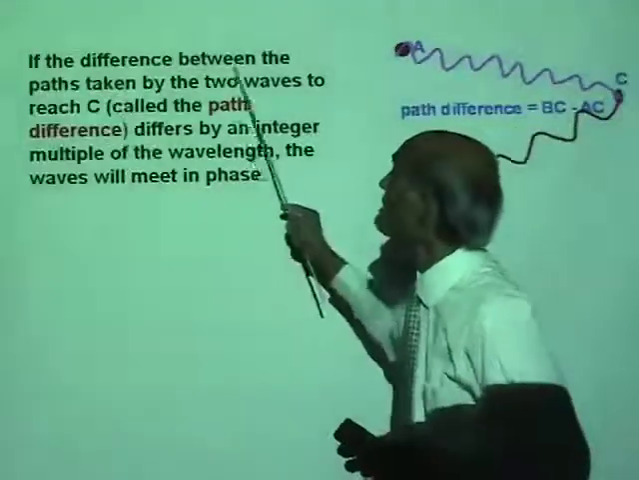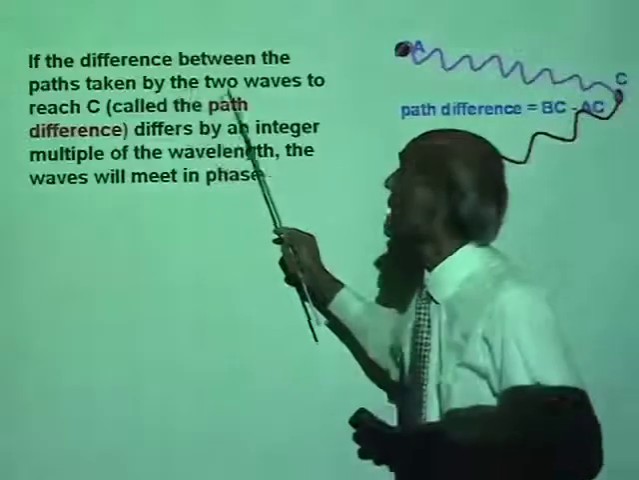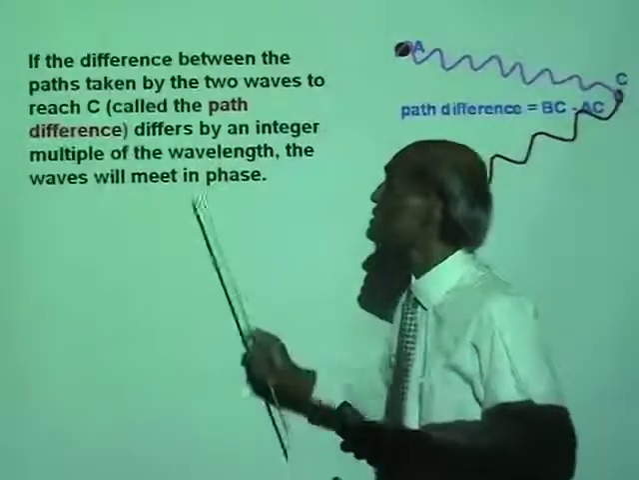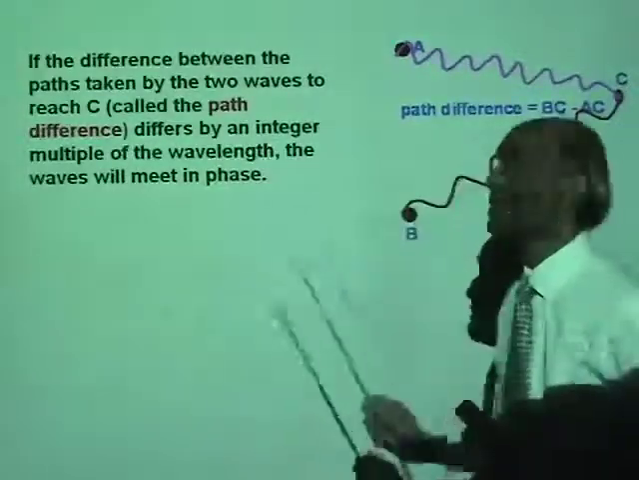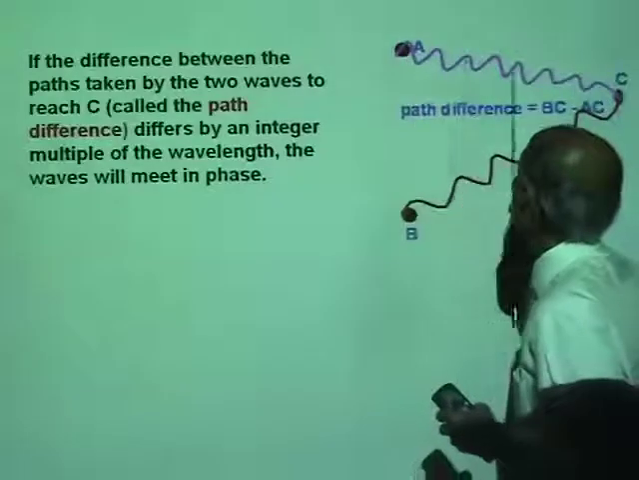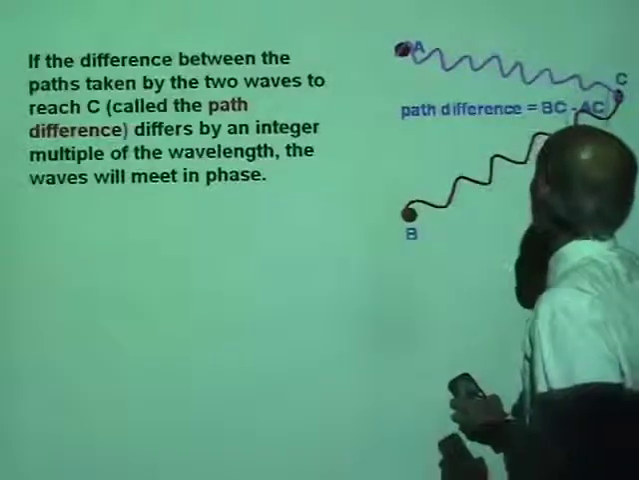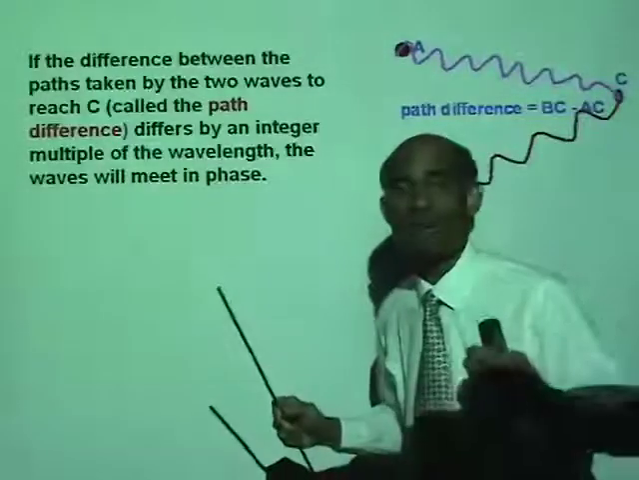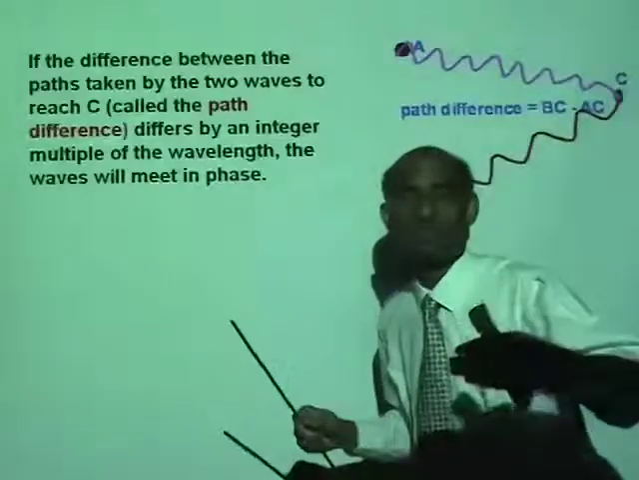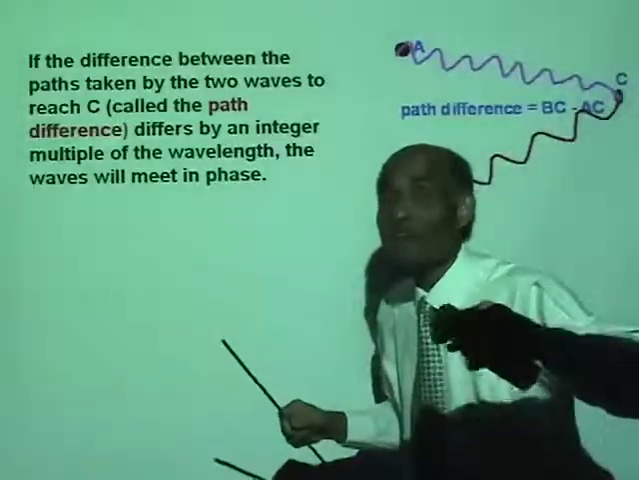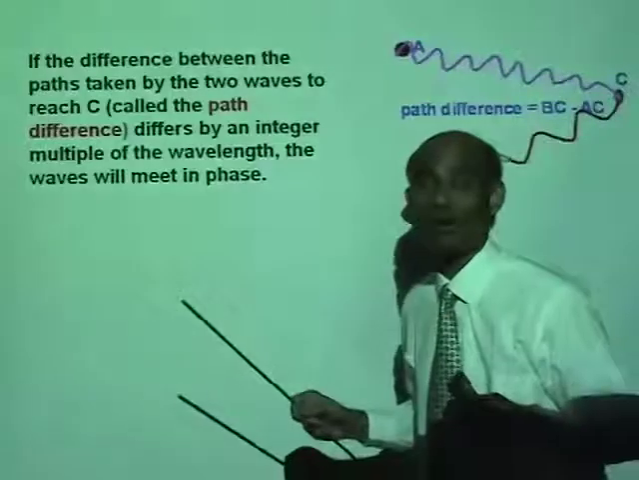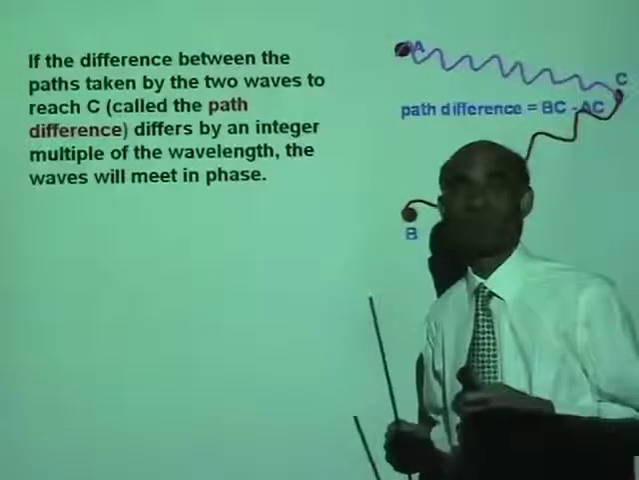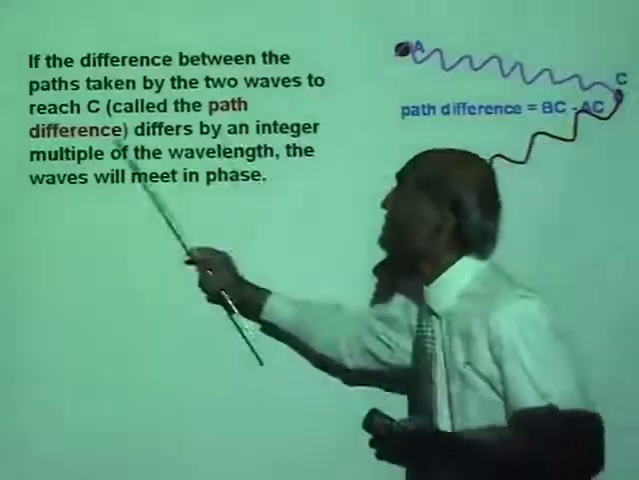So, if the difference between the paths taken by the 2 waves to reach C differs by an integer multiple of the wavelength. For example, if the difference between the path AC and BC contains an integer multiple of the wavelength, 1 lambda, 2 lambda, 3 lambda, 5 lambda, 50 lambda, and so on, then they will meet in phase at C. Now, what is the meaning of path difference?